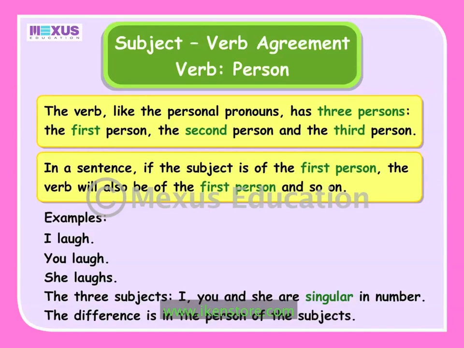In the first example, the subject I is of the first person. Therefore, the verb laugh is also of the first person. In the next example, the subject you is of the second person. Therefore, the verb laugh is also of the second person. Similarly, in the last example, the subject she is of the third person. So, the verb laughs is also of the third person.